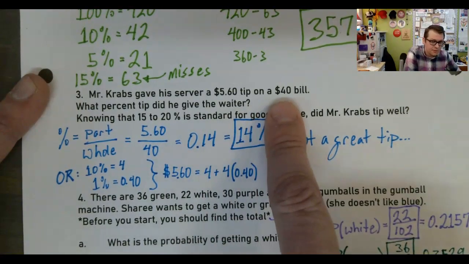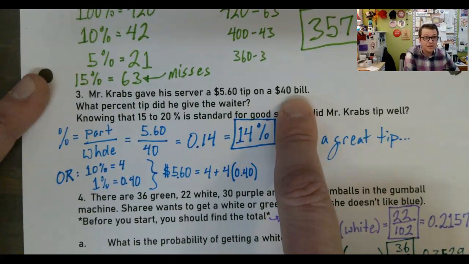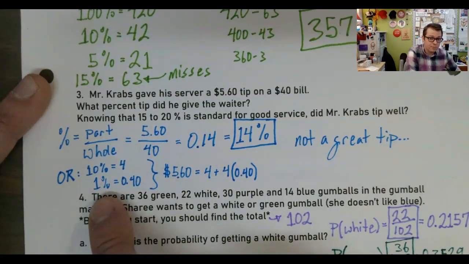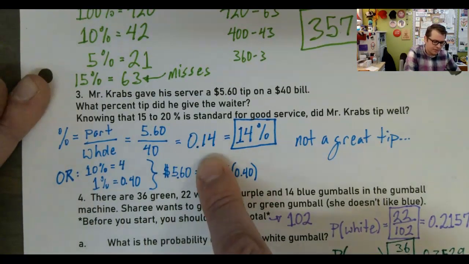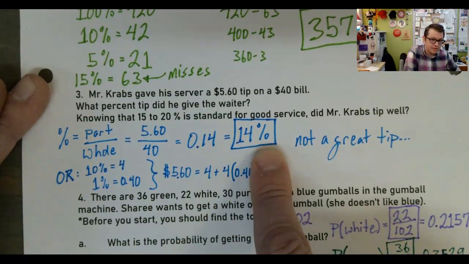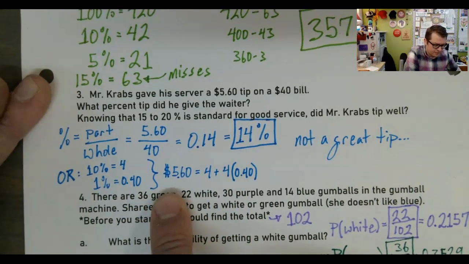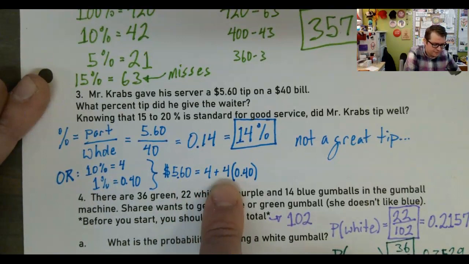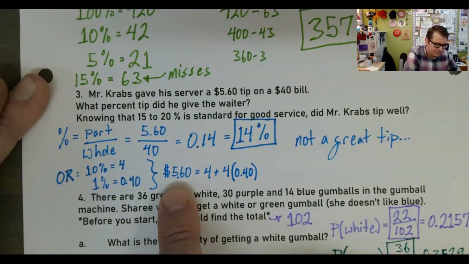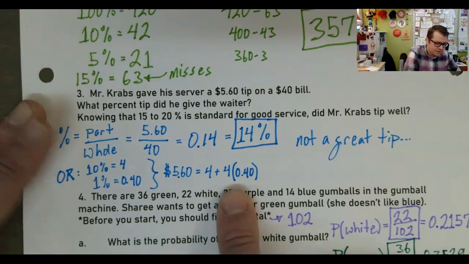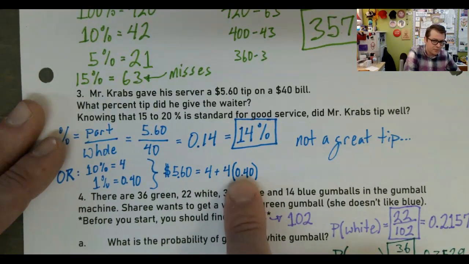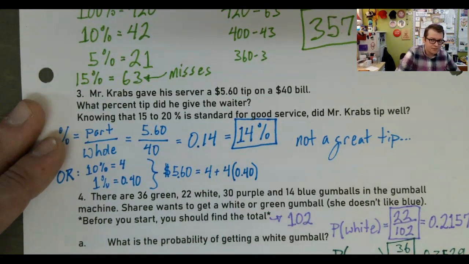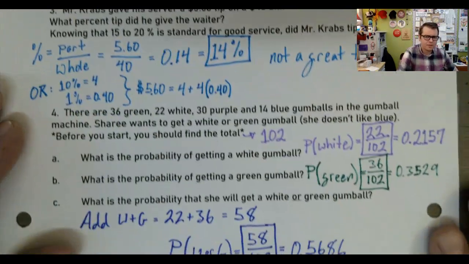if the total bill is $40, that's your 100%. So 10% would be $4, 1% would be 40 cents. So if I calculated going this way, I would have gotten 0.14, which becomes 14%. If I calculate this way, I need a 10% and then 4 more 1% to add up to $5.60. So that is how we could make 14% here. That's a 10%, and that is 4 1%, making 14%. So not a fantastic tip, right? Maybe their service wasn't great.